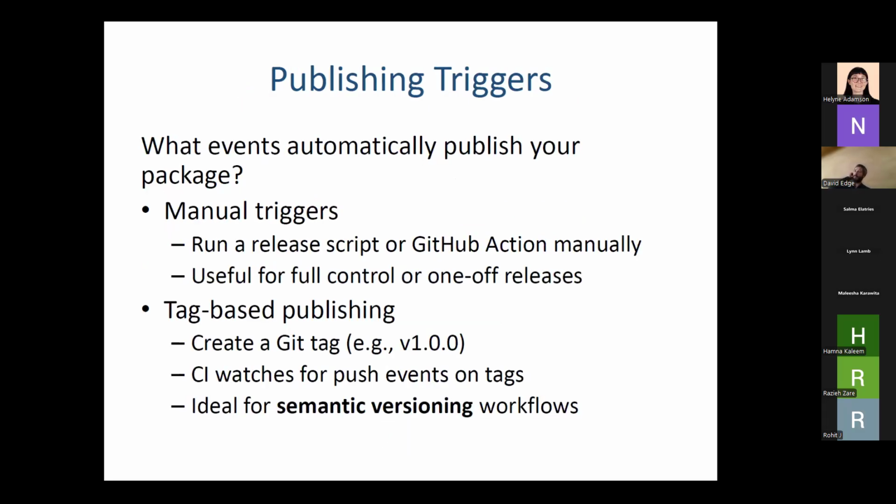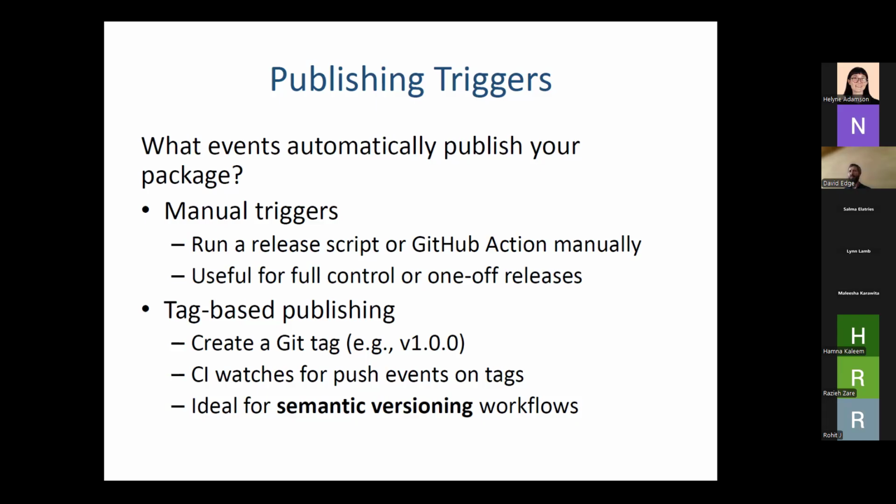Publishing triggers. So how do you automatically publish your package and when do you want that to be updated? So you can make this manual. You can trigger GitHub Actions manually only when you tell it to. And this is useful for one-off releases, small changes you've made, or if you want to just update your website on a less regular basis and have full manual control over what that looks like.